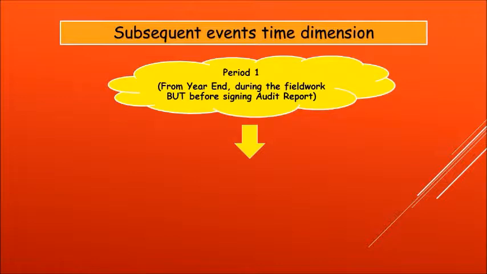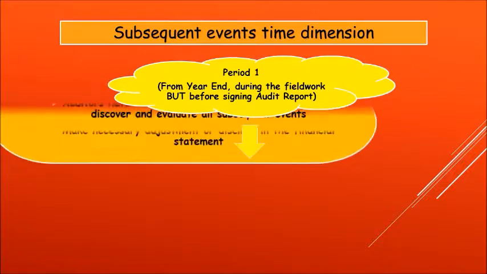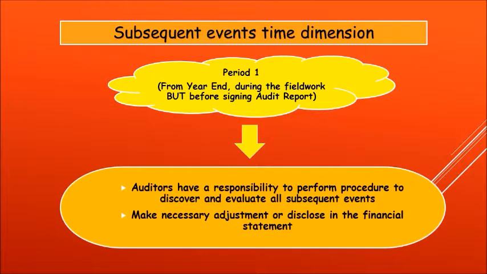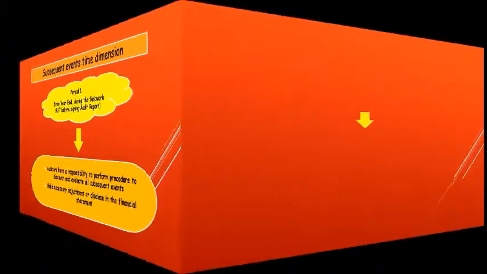Period 1: from year end, during the field work but before signing the audit report. Auditors have a responsibility to perform procedures to discover and evaluate all subsequent events that may have a material effect on the financial statements. Auditors also should make necessary adjustments or disclose in the financial statements.